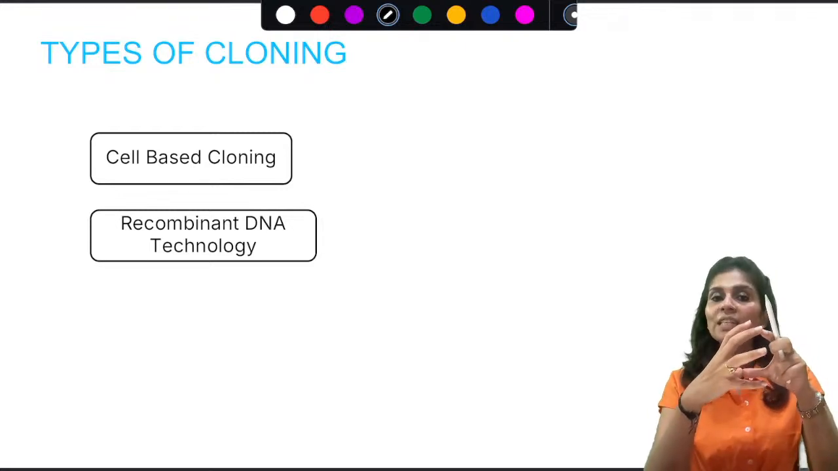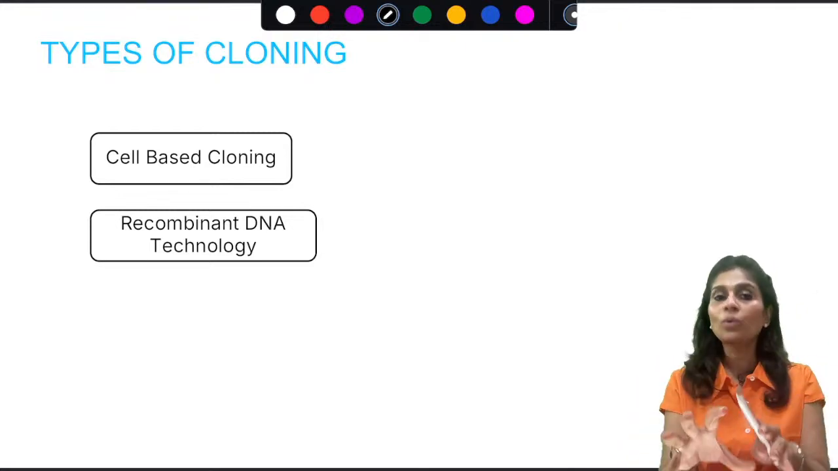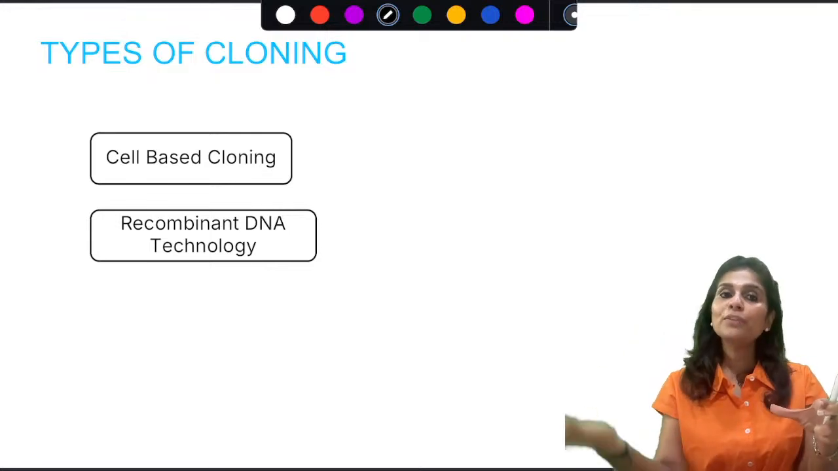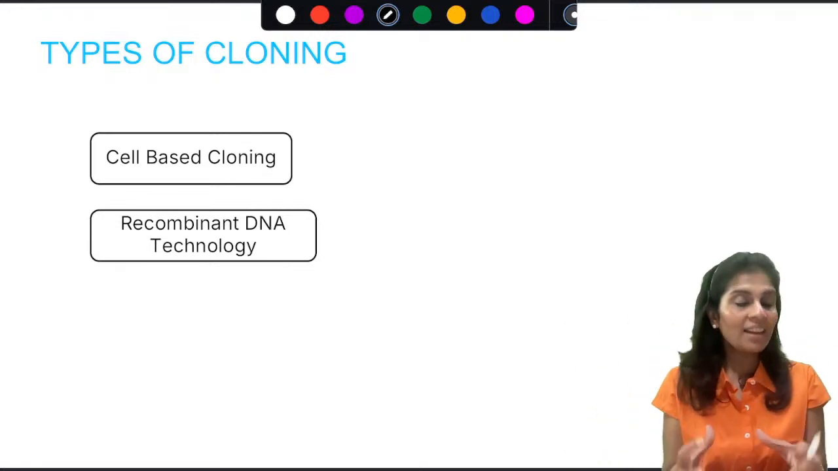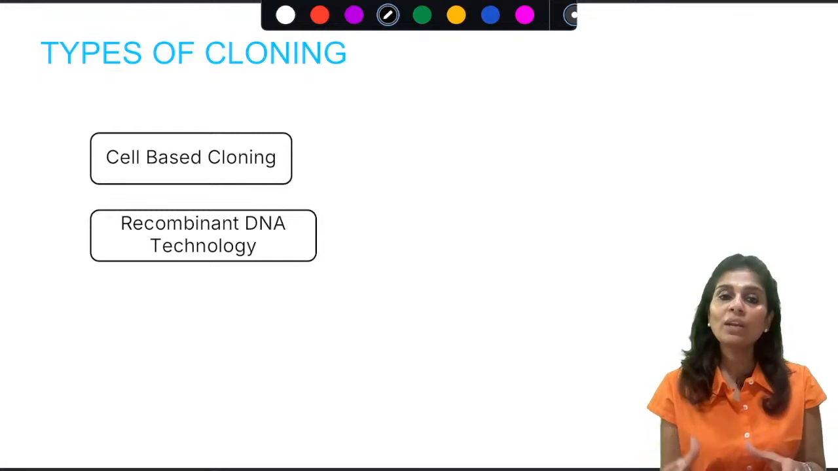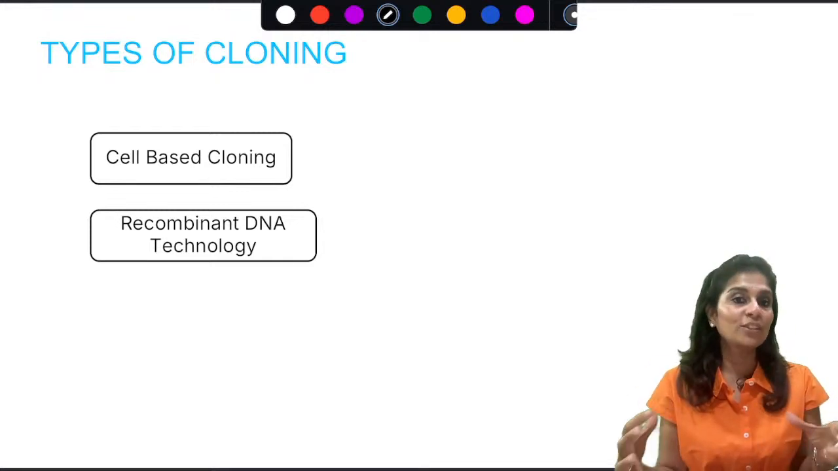Then we introduce that recombinant vector into E. coli. Then E. coli provides all the requirements of cloning. Cloning is happening within a cell. That is called cell-based cloning or recombinant DNA technology.